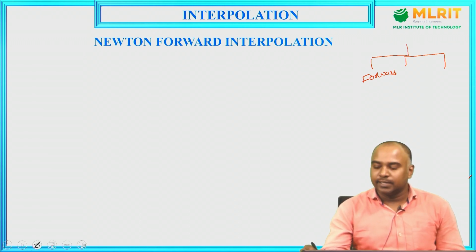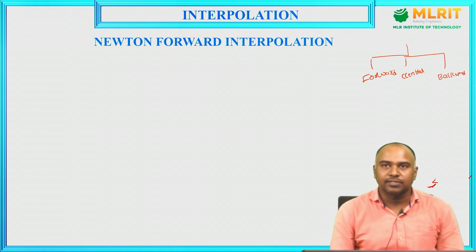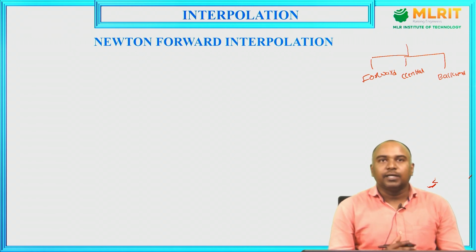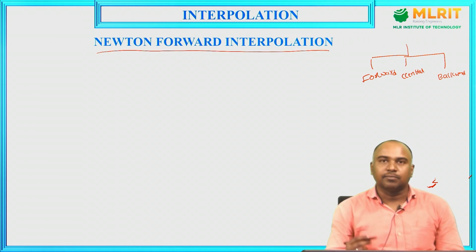If the point is located at the end of the table, we practiced how to construct the backward differences table. If the point is located in the middle of the table, then we use the central differences. We construct the central differences. Today in this lecture we are going to discuss Newton forward interpolation.